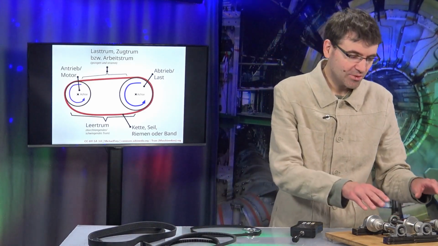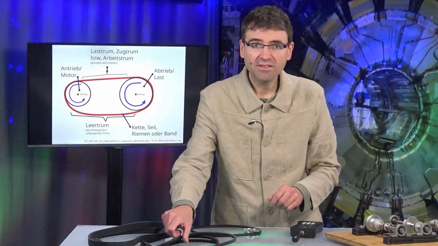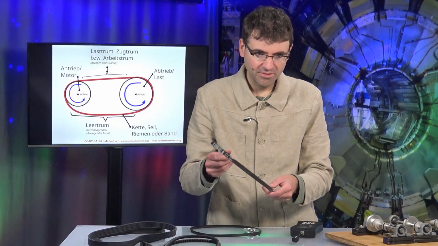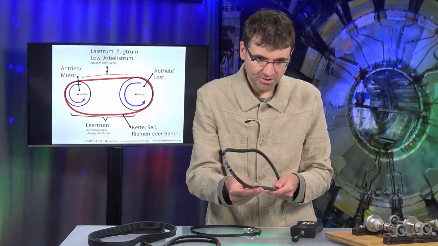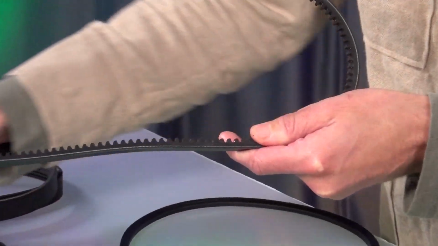Modern belt tension measuring devices are naturally capable of measuring not only small demonstration models like these here, but also belts as they are normally used in industry. And we can look at such belts here. So we have very clearly pronounced teeth here.